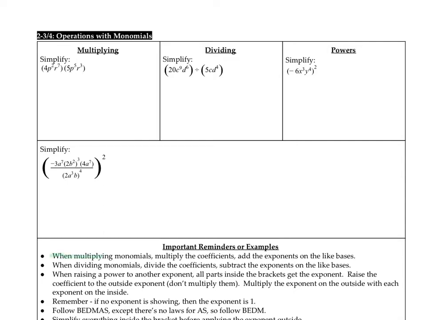And what you need to know is when multiplying monomials, what you want to do is multiply the coefficients, which are the numbers in the front of the term, and you want to add the exponents on the like bases.